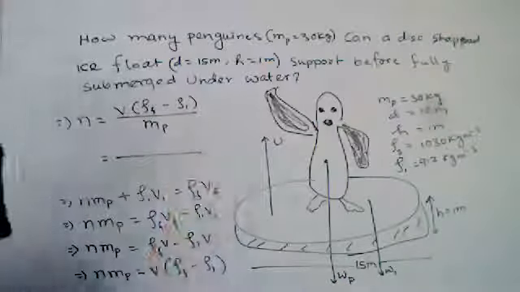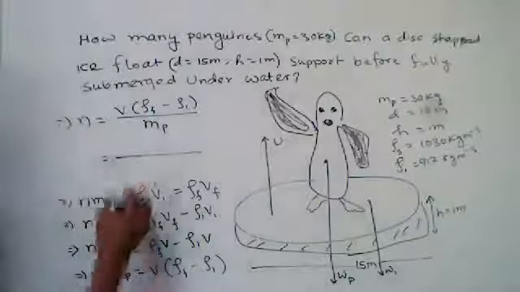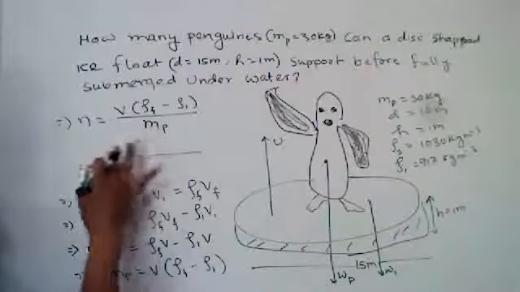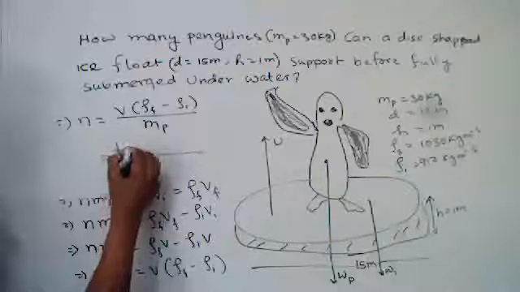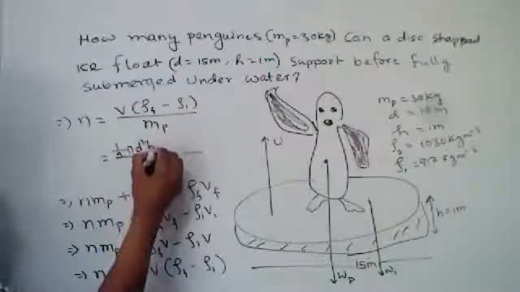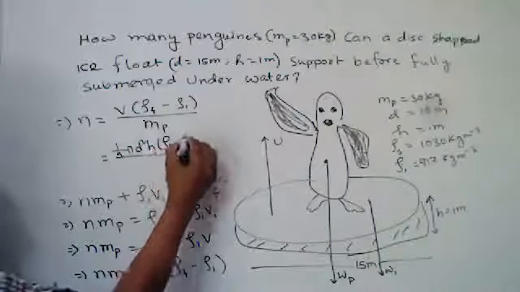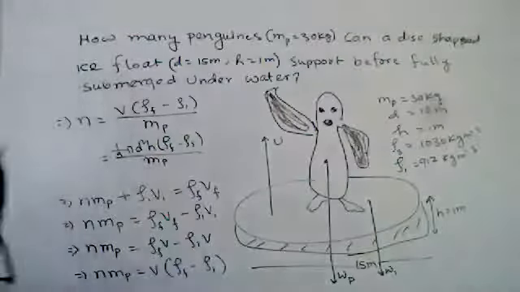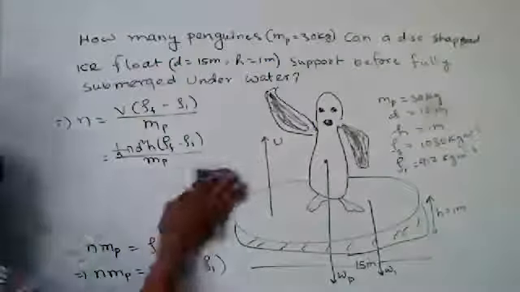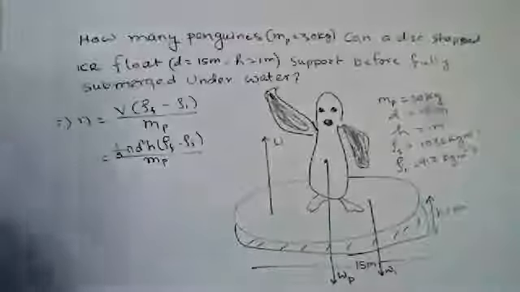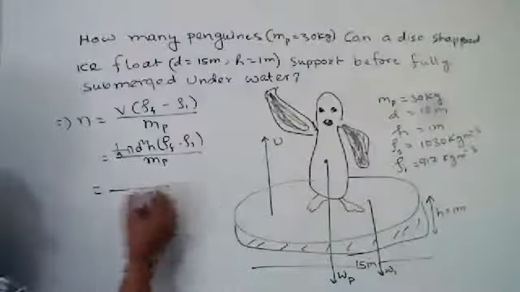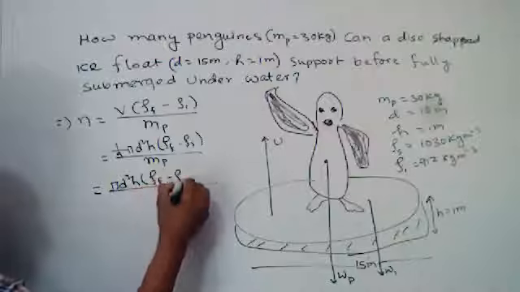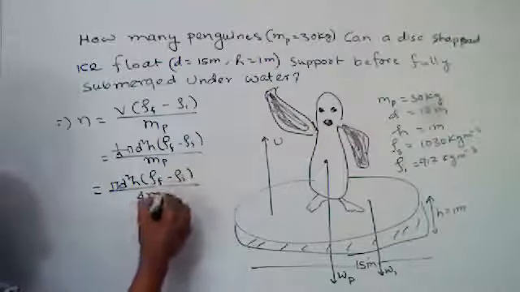We do not know the value of V. So V equals pi R square, that is 1 by 4 pi D square H, into rho F minus rho I by MP. So we can write n equals pi D square H into rho F minus rho I by 4 MP.